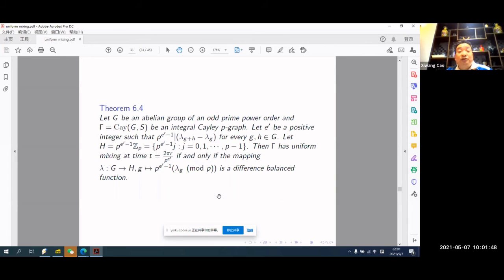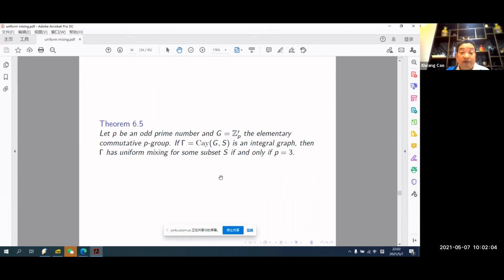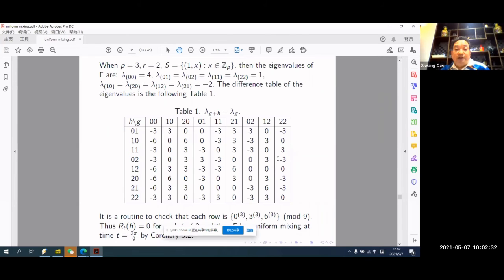We can show that uniform mixing has a close relation to the difference balanced function, just as this theorem shows. For an elementary p-group, we can show that if this graph is an integral graph, and if p is odd, then it has uniform mixing if and only if p is 3. Here is an example.